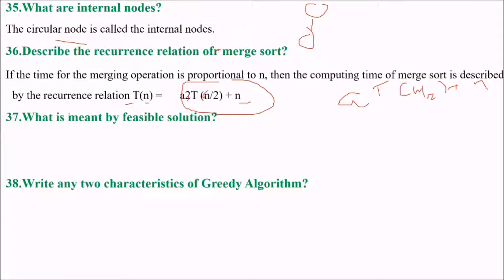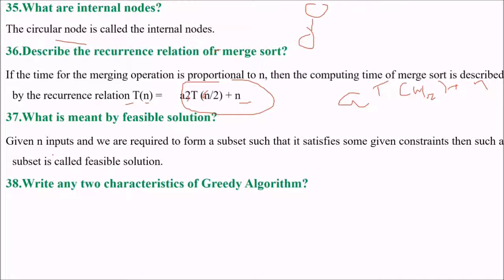What is meant by a feasible solution? Now this is a very important question. Feasible solution: if you are given n inputs, you are required to form a subset such that it will satisfy certain constraints. Such a subset is called a feasible solution. Satisfying the constraints, you have to find the solution. This subset is known as the feasible solution.